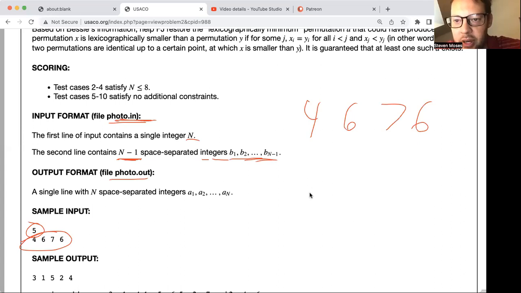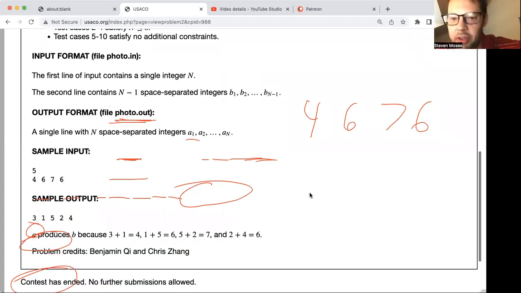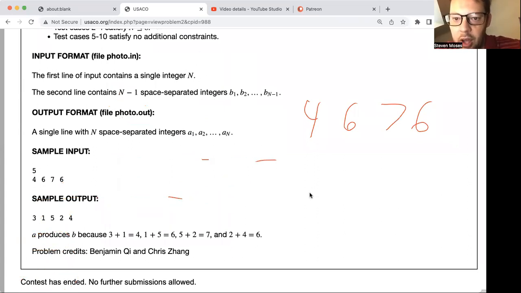The output format is written to file photo.out, a single line with n space-separated integers a1 through an. So we have to try and regenerate the original sequence. For example, in this case, the sample output is 3, 1, 5, 2, and 4. Okay, and then it says A produces B. Let's go ahead and just read over this last thing. It's always good to read everything. A produces B because 3 plus 1 is 4.